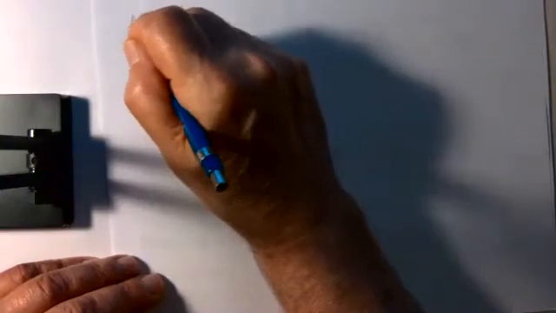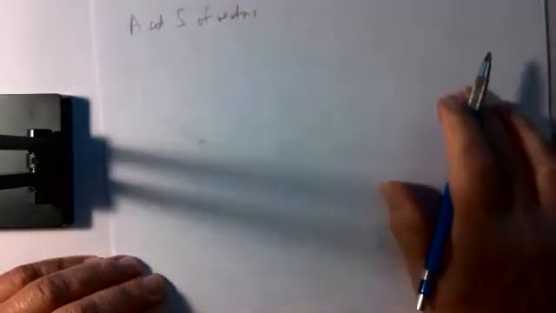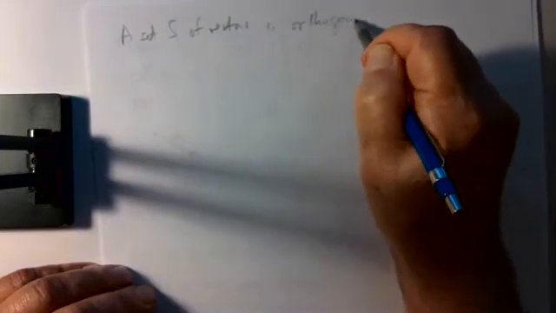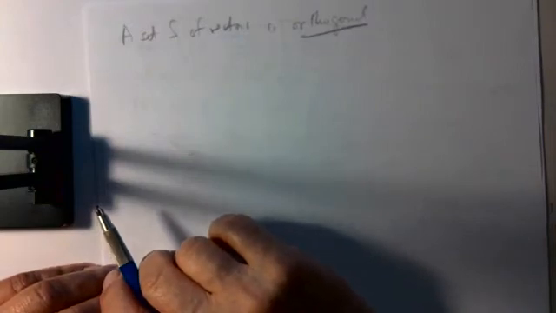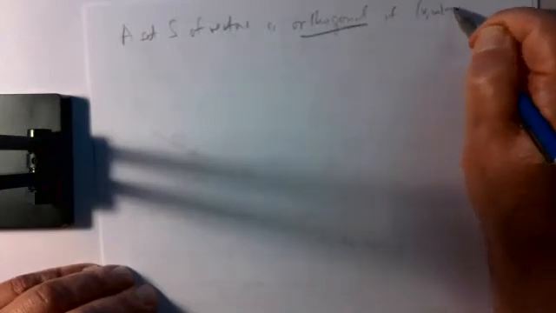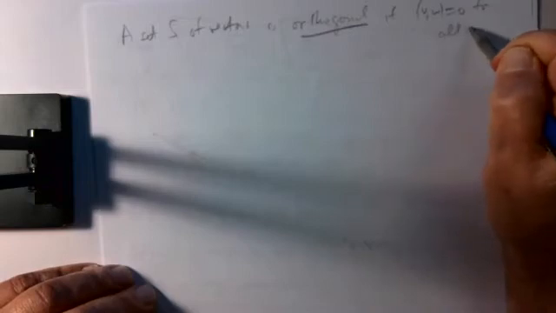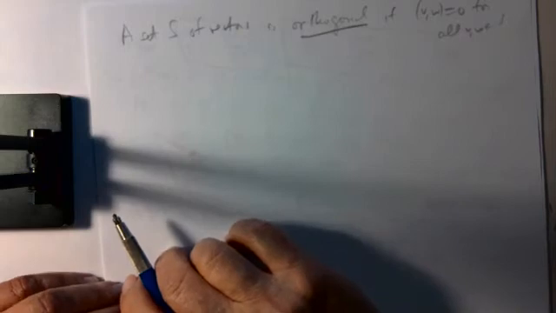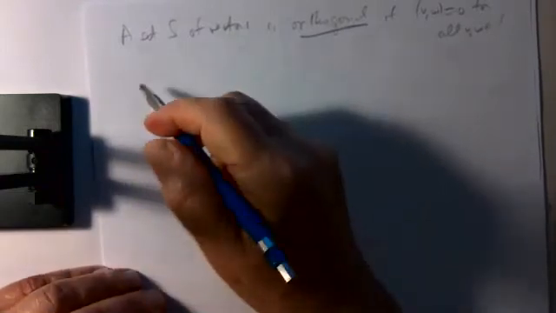So we say that a set S of vectors is orthogonal if every two vectors in the set are perpendicular or orthogonal to each other. That is, if the inner product of V and W is 0 for all distinct vectors V and W in S. Sometimes we like vectors whose length is 1. It just makes things a little bit simpler to calculate.